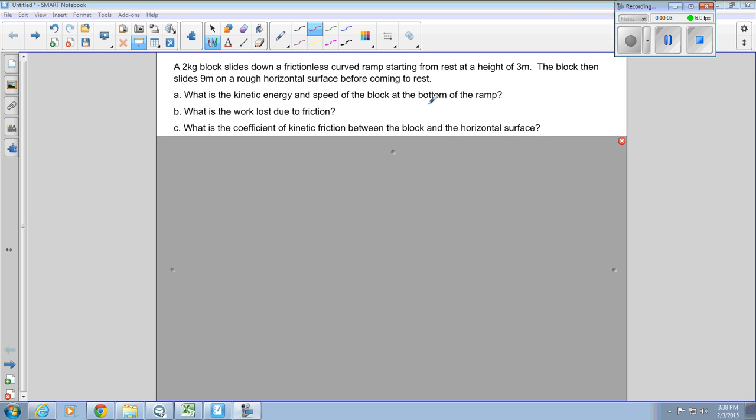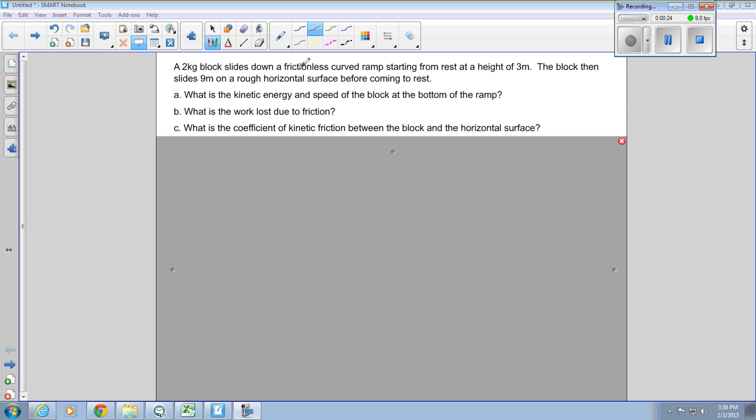Okay, this next question is going to touch on both principles of conservation of energy. The first part of it is without losses, and the second part of it is with losses. So start off by reading it.